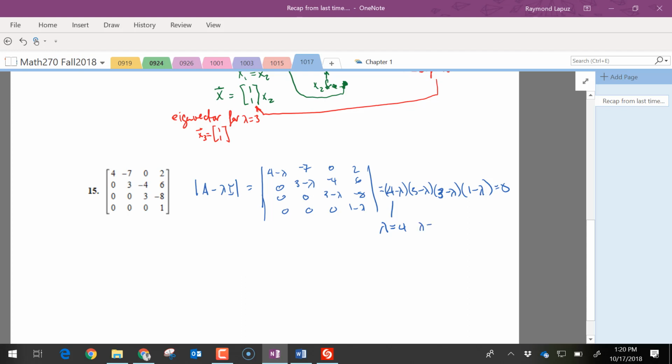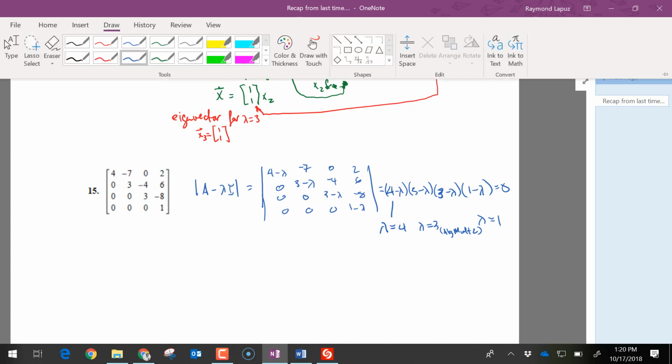Lambda is 4, lambda is 3, and this happens twice, and then lambda is equal to 1. So we have 3 eigenvalues. And for each of these eigenvalues, we're going to be interested in finding the corresponding eigenvectors.